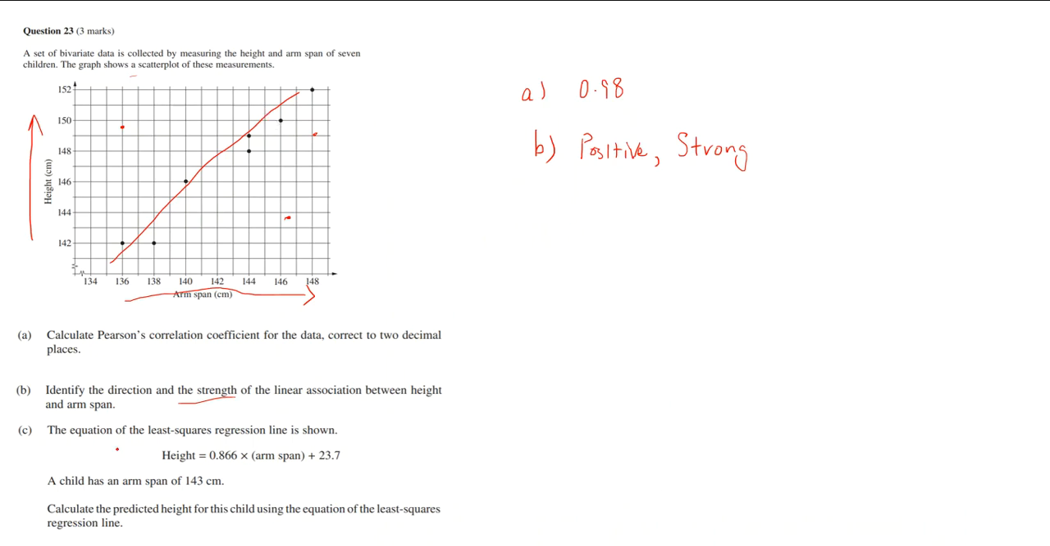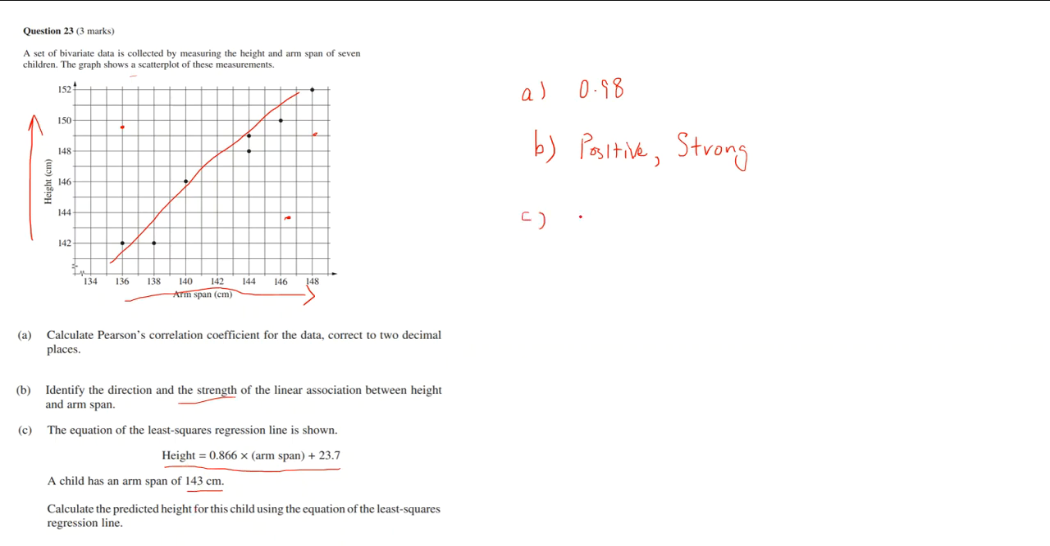The last question has given you an equation, and what they're asking is what is the height if a certain person has an arm span of 143 centimeters. They're saying that we have already drawn a line for you, and that line has this equation. So work out the height if someone has an arm span of 143 centimeters.